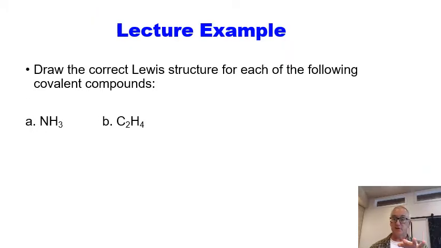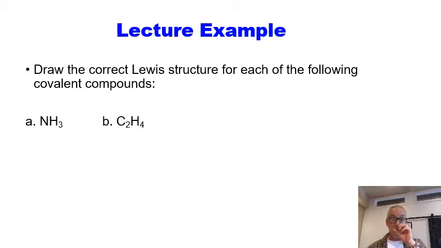Let's draw a Lewis structure for each one of these covalent compounds. I'll give you a second, you can pause. Okay, so NH3, that is actually ammonia. That really, really strong smell from ammonia comes from nitrogen having a lone pair of electrons. Believe it or not, it's true.